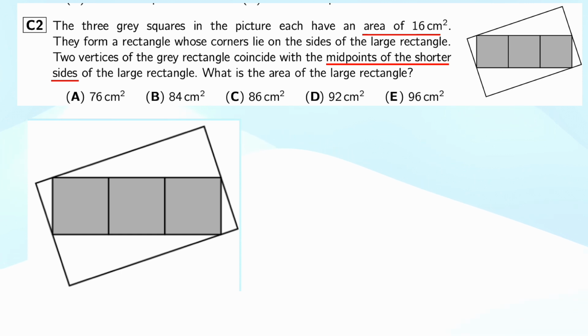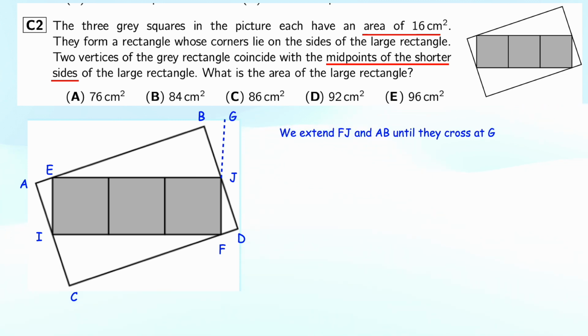Okay, so first I will label all the points with letters to make the explanation easier. Sometimes we need to add extra lines to help solve the problem. These lines are called auxiliary lines. So let's see how we do this. In this case, I will extend FJ and AB until they intersect at a point G.